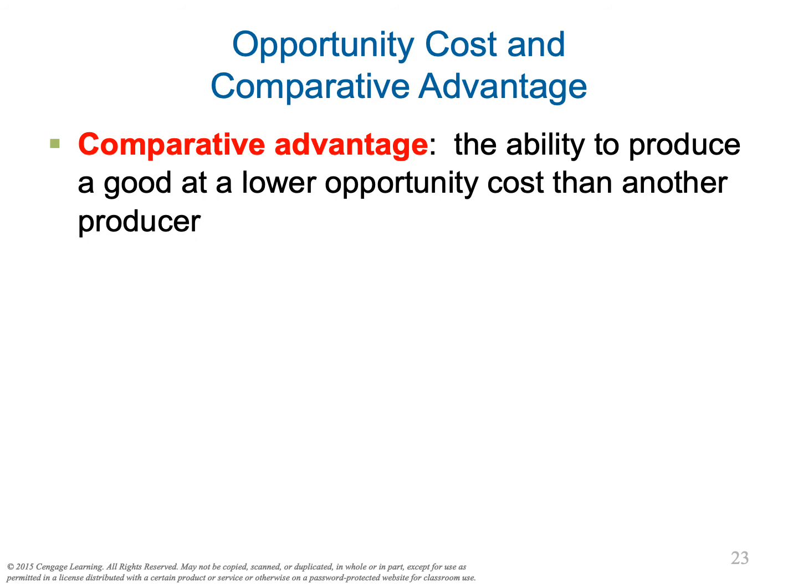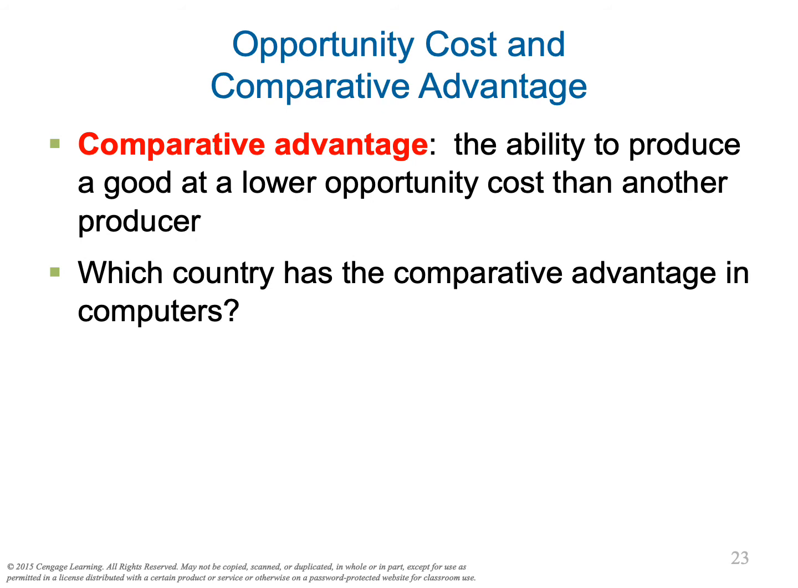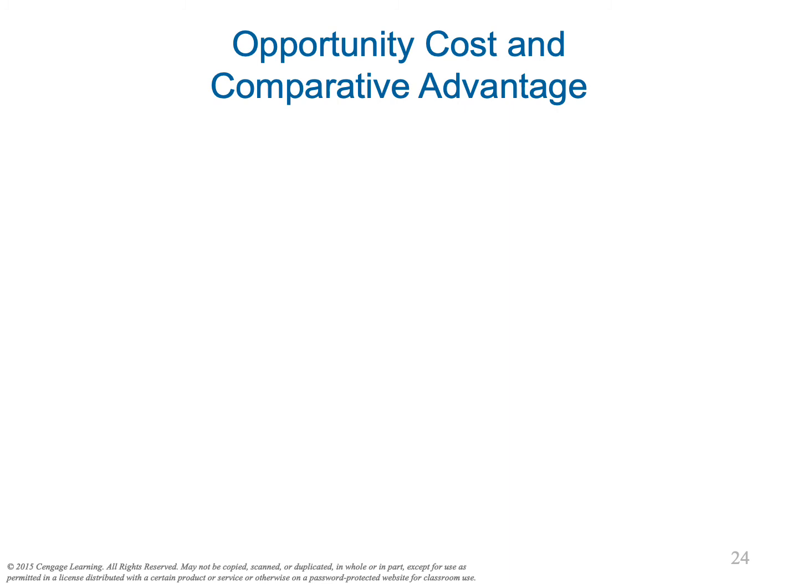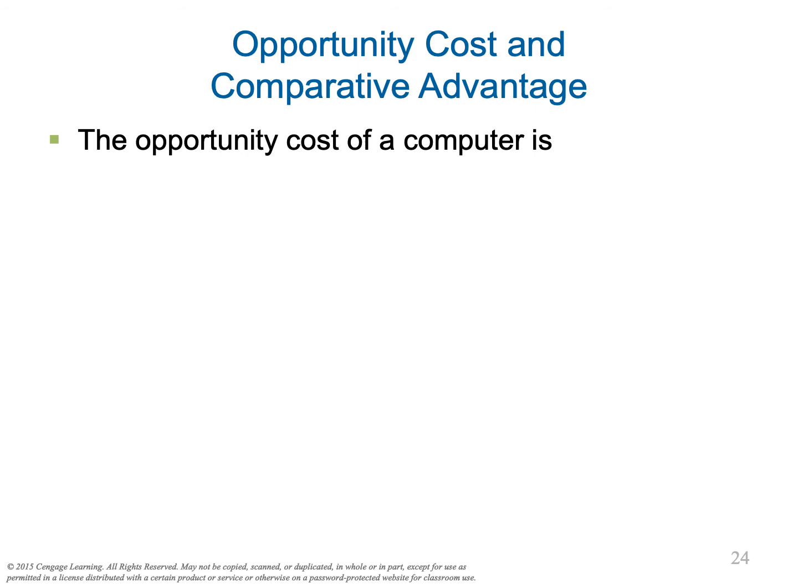So now we should ask ourselves, which country has the comparative advantage in computers? Well, if we want to answer this question, then we have to determine the opportunity cost of a computer in each country and compare the opportunity costs. So it's a little bit more tricky to figure out comparative advantage than it is absolute advantage, because we have to compute opportunity cost. Well, let's figure that out then.